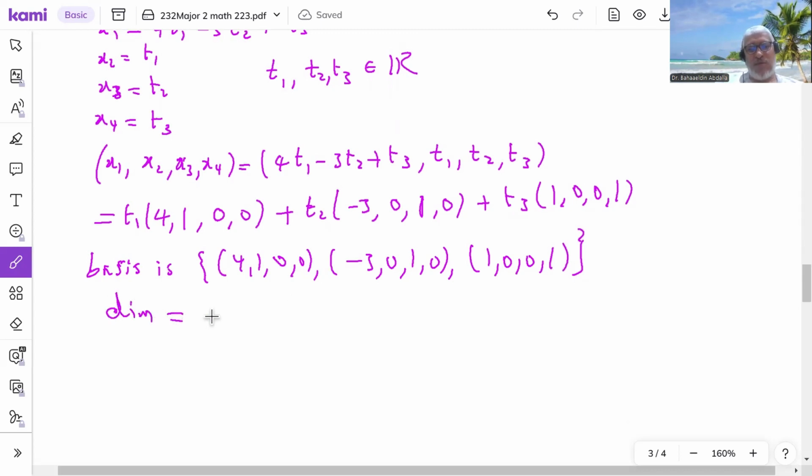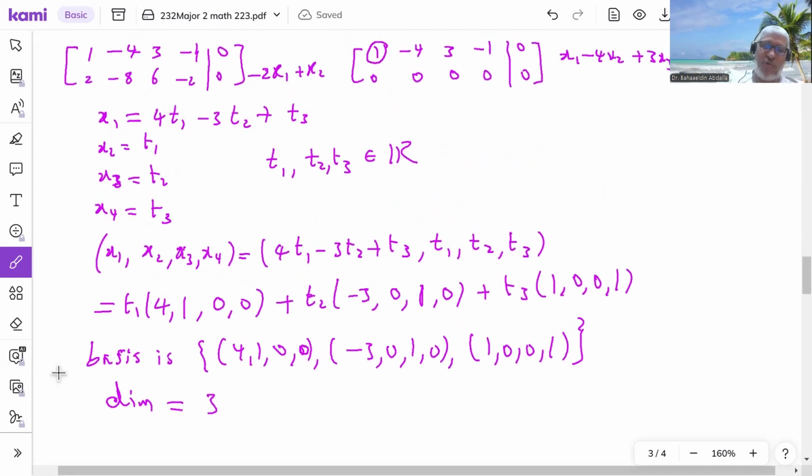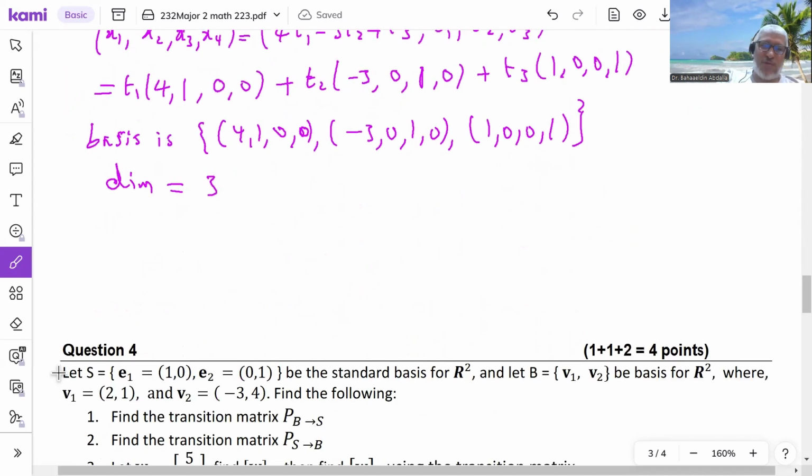What would be the dimension? We have three vectors in the basis. The dimension is always the number of vectors in the basis. So it is equal to 3. The dimension is 3.